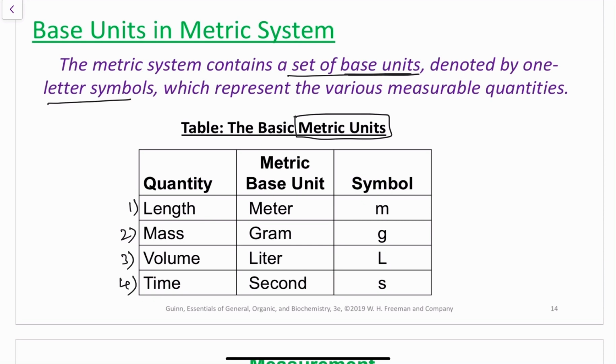If we talk about length, the basic unit that we use to measure length in the metric system is the meter. And the symbol of meter is a small single letter m. If we want to measure mass, then we're going to use the gram as a unit, right? The symbol is g. For volume it is liter, symbol is L. For time, second, symbol is s, right? And we call those m, g, L, s the base units.